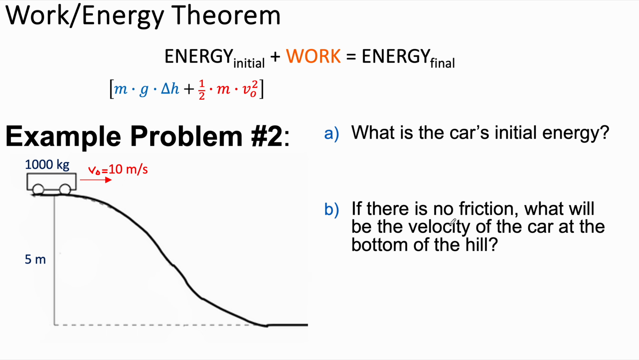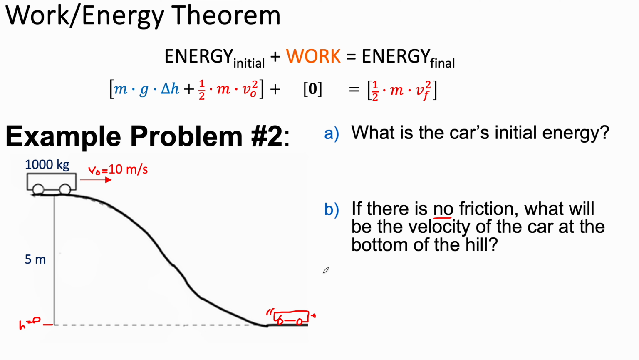Plus work. Again, there's no friction involved, so the work in this case still should be 0. And my final energy at the bottom of the hill, again, if I define h equals 0 right here, it'll have no gravitational potential energy when it gets to the bottom, but it will have quite a bit of kinetic energy. In fact, all of it will be in the form of kinetic energy with some final velocity.